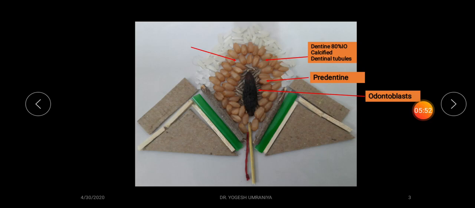And there is a gap between the dentinal tubules. You can see this gap between the dentinal tubules is referred to as the incremental lines of von Ebner. Again, that is less mineralized as compared to the dentinal tubules.